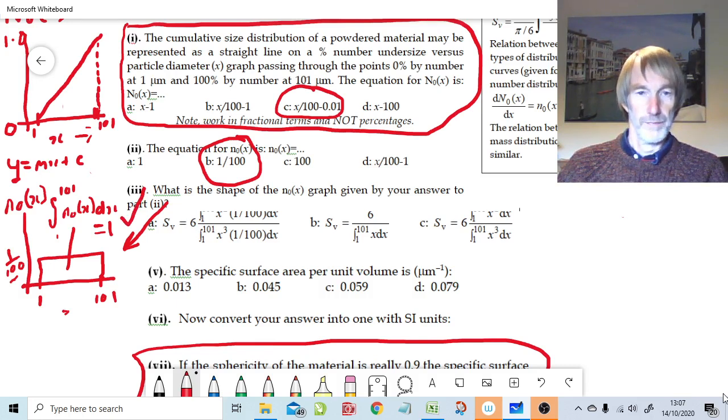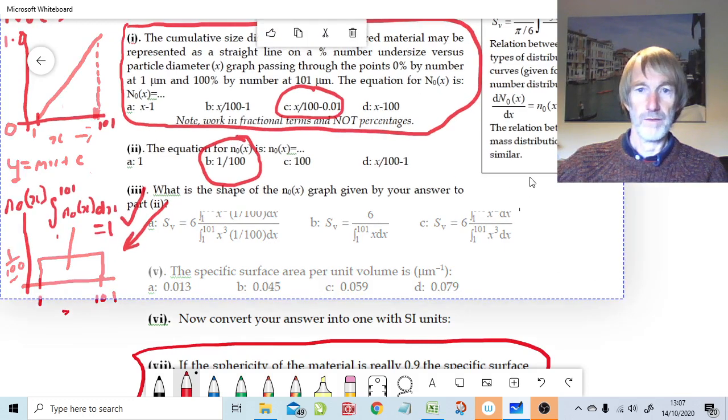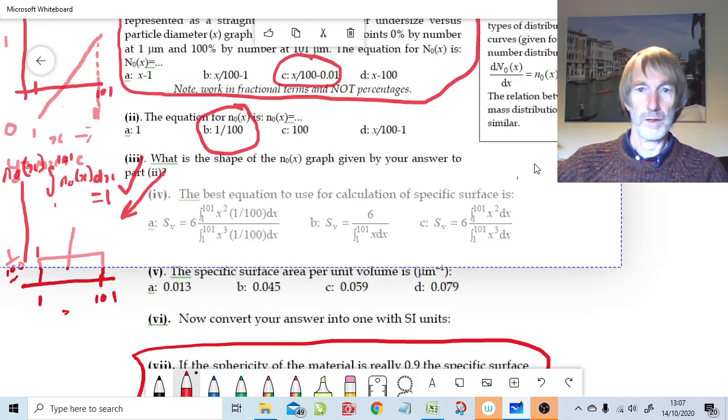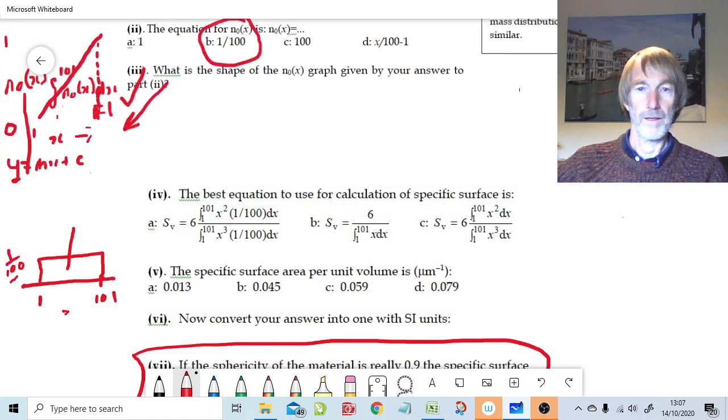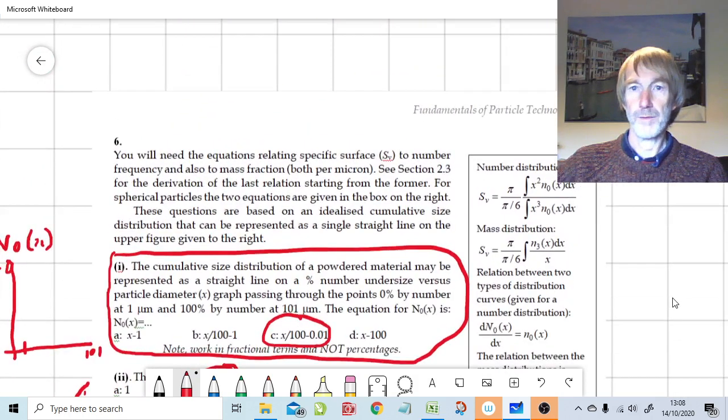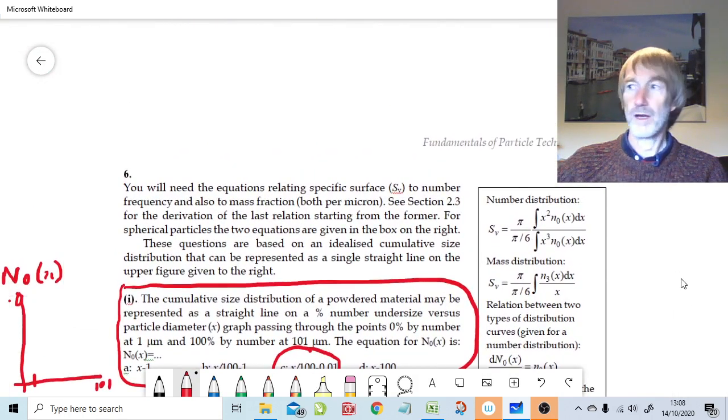The next question, I've dropped the question a little bit here on pulling it around. The next question really is what equation is the best equation to use. I'm going to have to try and take that back up a little bit, I think, because that's better. Okay, it says here, what's the best equation to use for calculation of specific surface? If we scroll down a little bit, the equations for specific surface are here.